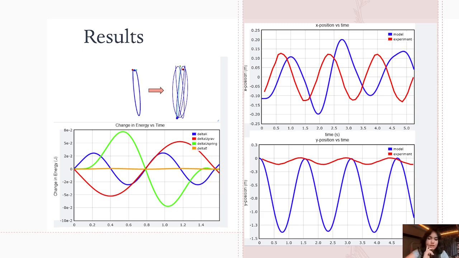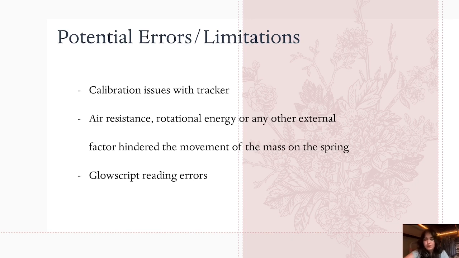On the right-hand side, you'll see the position updates, and compared to the model, the experiment was a lot more wobbly. It didn't reach quite that height and that distance that it could have, especially for the Y position, though not significantly. And there are a few reasons for this. There could have been some calibration issues with Tracker. Air resistance could have played a big factor, as well as the rotational energy that the spring on that fixed point creates as it's moving and oscillating at the same time. And then, of course, GlowScript could have had some reading errors, as even if the code is working, there could be some bug issues that confuse GlowScript.